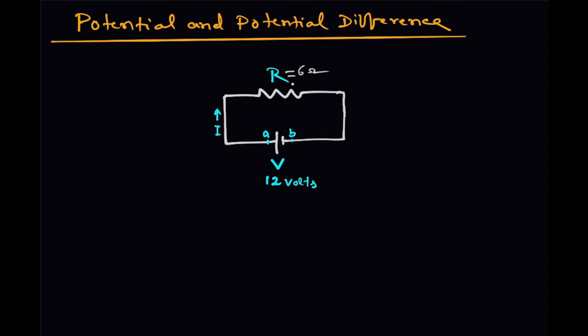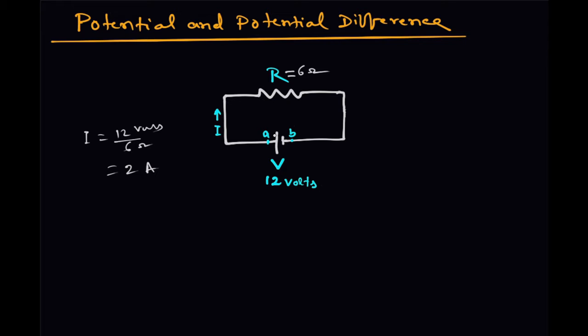Okay. Now you can calculate the current I, that is equal to 12 volts divided by 6 ohm, that is equal to 2 amperes. Now 2 ampere is flowing through this resistance. Okay, that is flowing in the circuit.